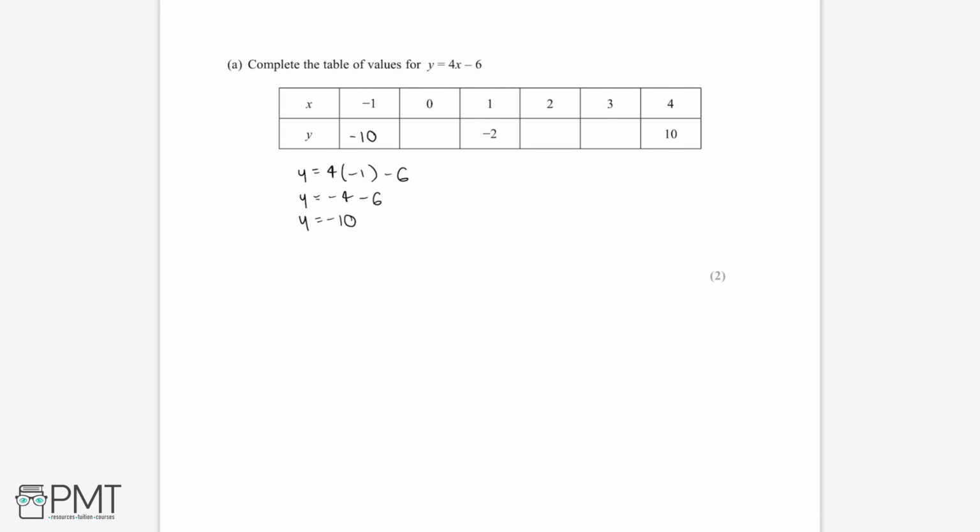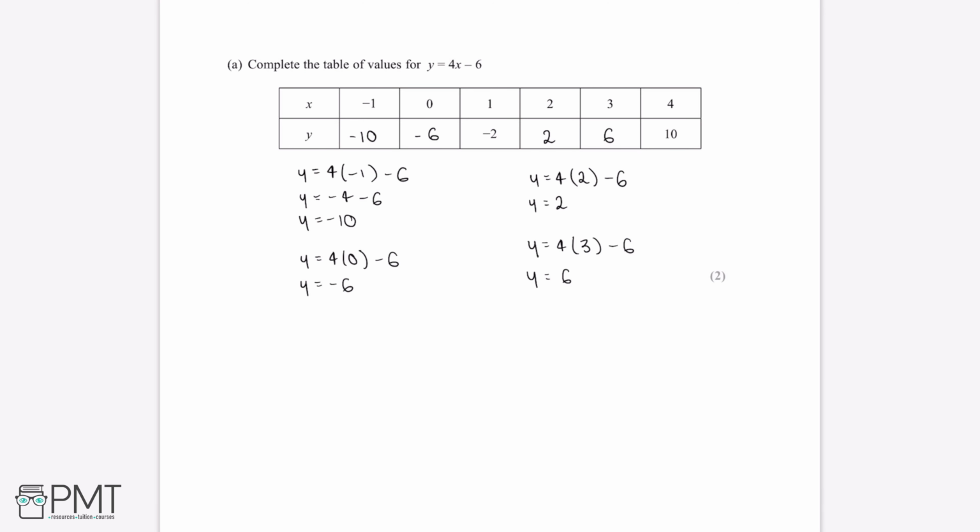Next, when x is equal to 0, y will be equal to 4 multiplied by 0 minus 6, which simplifies down to y is equal to negative 6. So this is our value for y when x is equal to 0. When x is equal to 2, y is equal to 4 multiplied by 2 minus 6, which gives us y is equal to 2. And finally, when x is equal to 3, y is equal to 4 multiplied by 3 minus 6, which simplifies down to y is equal to 6.